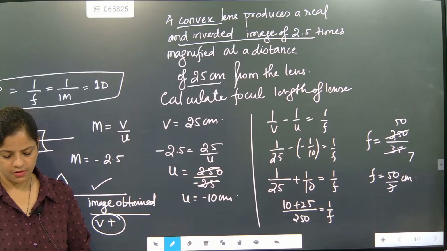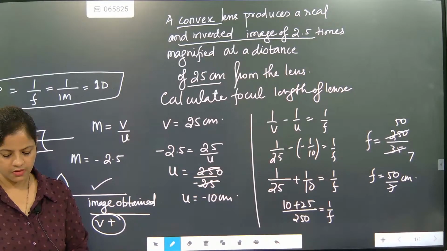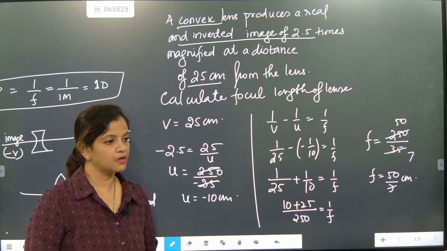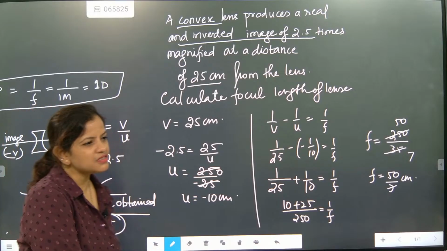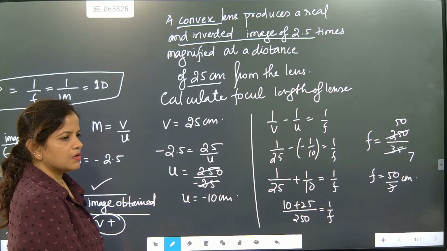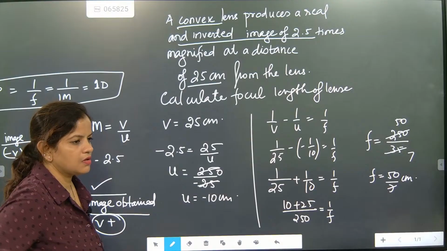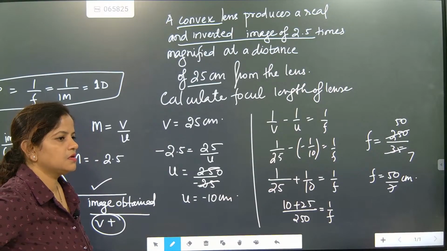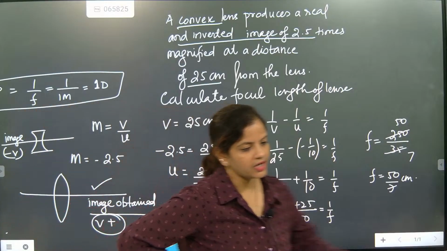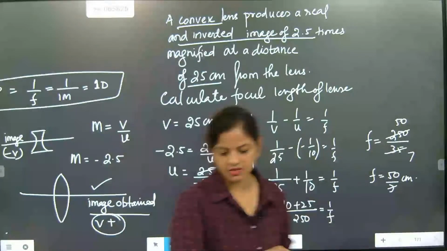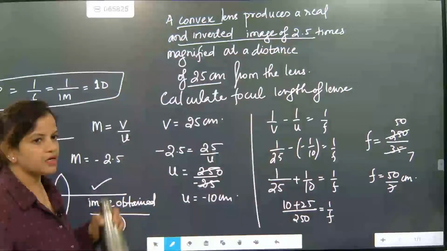Ma'am, but in a convex lens, we can get image distance negative also, right? What? In a convex lens, we can get image distance negative also. Image distance negative? How? Think well, then tell me. In one case, virtual erect will be there; all the rest will be real inverted. A convex lens is having 6 images, not one. Correct?